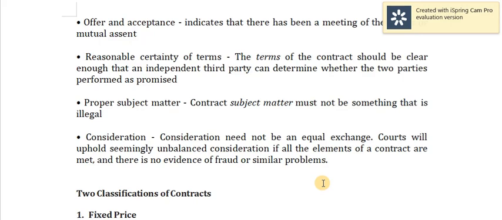Siyempre, hindi yung vague terms yung nandun sa kontrata nyo. So, pag binasa ng someone na hindi involved, mapipinpoint niya na, tama naman, nasa scope naman, ganyan. Ay, nako, hindi mo ginawa to, nandito to sa kontrata, ba't di mo ginawa? So, yun. Next, we have proper subject matter. So, contract subject matter must not be something that is illegal. Siyempre, dun tayo sa mga legal lang. Huwag tayong gumagawa ng mga hindi legal.